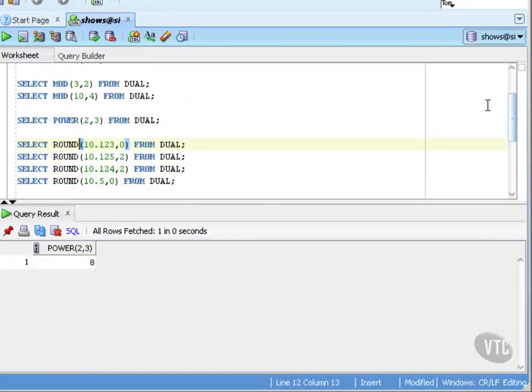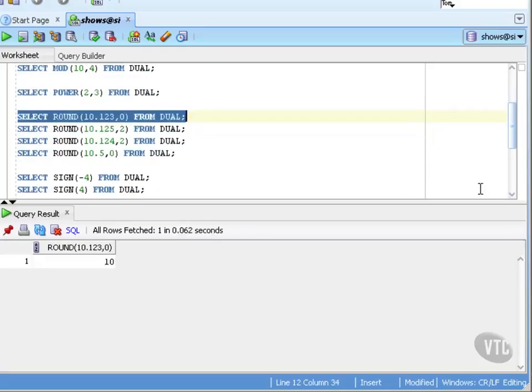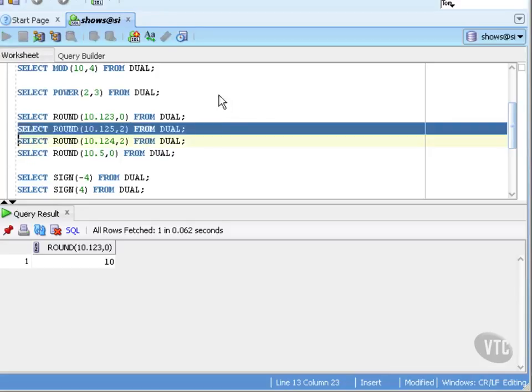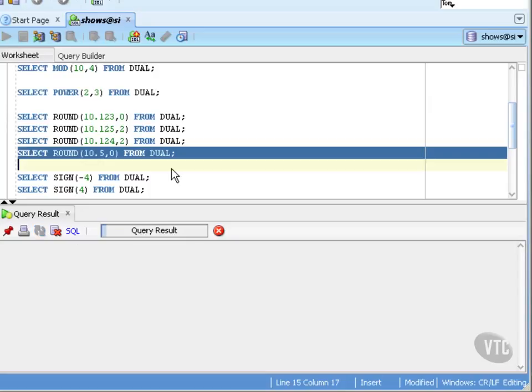Now we're going to round 10.123 to 0 decimal places. 0.1 is less than 0.5, so it's going to round down to 10. My next example here is going to round at 2 decimal places, which means it's going to go 1, 2, look at the 5 and decide how to round it. 5 goes up, so we get 10.13. And the next example tries to round the 4 after the 2 decimal places. Because it's 4, it's less than 5, it rounds it down to 10.12. This example takes 10.5 and rounds to 0 decimal places. The 5 goes upwards, so we actually get 11.